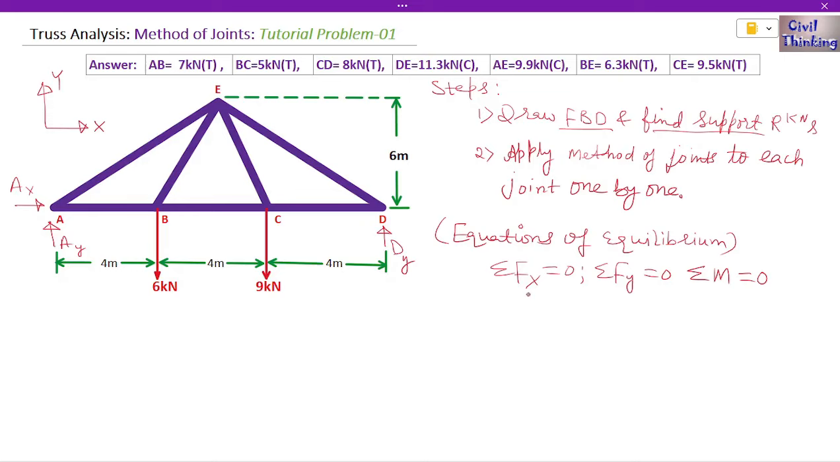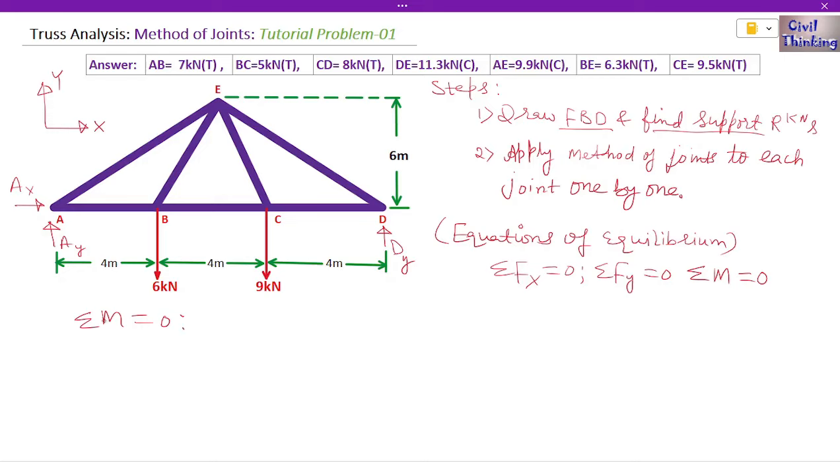Now let us apply these equations one by one. Let me apply the moment equation first, because this way we save time. Always apply the moment equation first. If you want to save time, you can apply any of these equations, but I have found that if you apply this equation first, it saves our time.